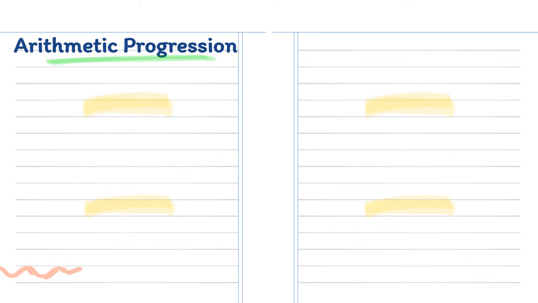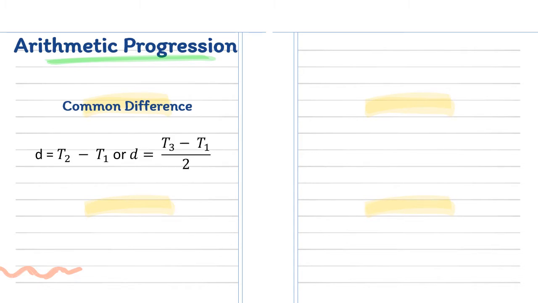An arithmetic progression, or AP, progresses from one term to the next by adding or subtracting the same value, which is known as the common difference. For the common difference, we have a formula: d = t₂ − t₁, or d = (t₃ − t₁) / 2.